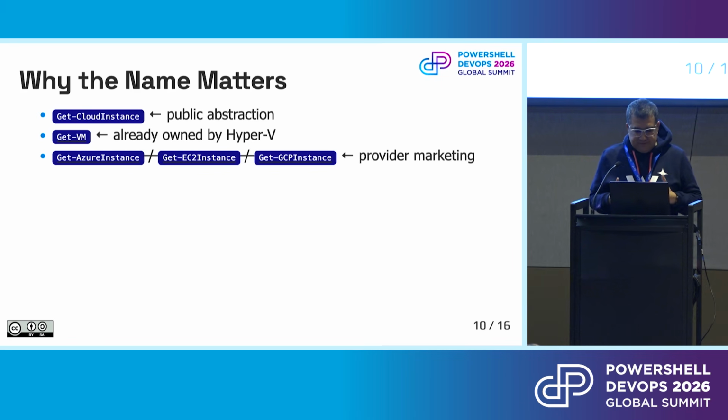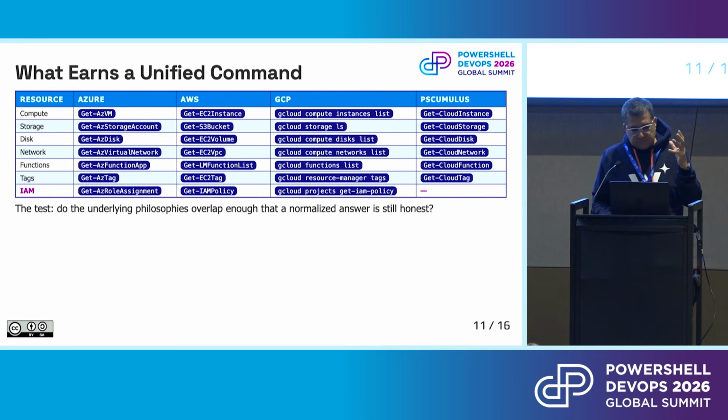So from this perspective, obviously I wanted to abstract away and use Get-CloudInstance instead of Get-VM, right? I don't want to collide with other things. But I'm also trying to stay away from normalizing around a specific concept like VM. I'm always trying to keep that straight in my head too. And from that extrapolation, these are some of the commands that I'm trying to normalize across, right? You can see Get-AzVM, Get-EC2Instance, and the GCloud compute stuff, it all comes into Get-CloudInstance. Cloud storage is covered, cloud disk is covered, cloud networking, cloud function, and cloud tag, right?